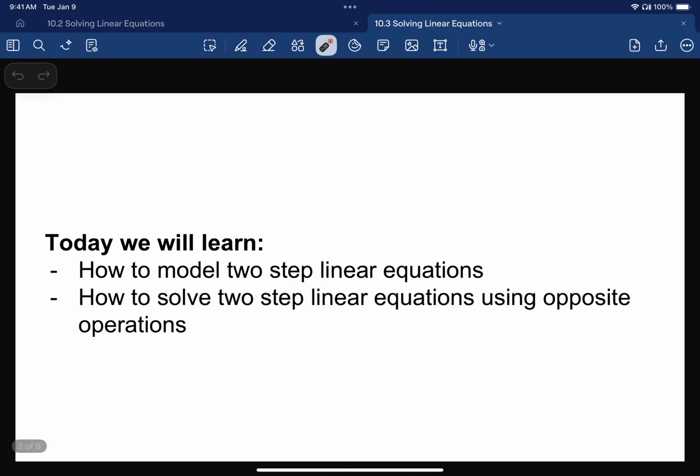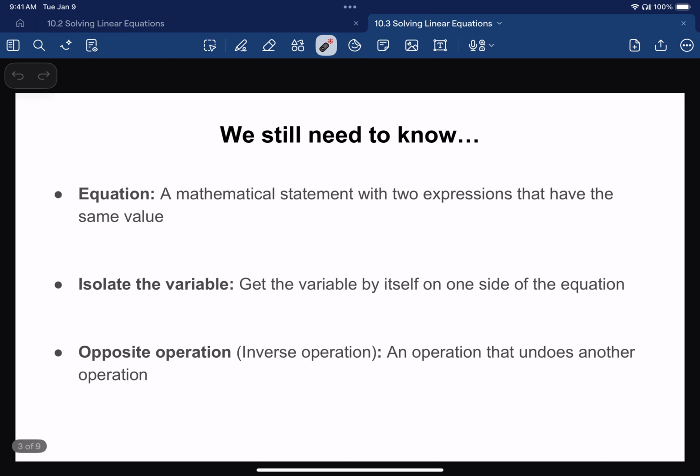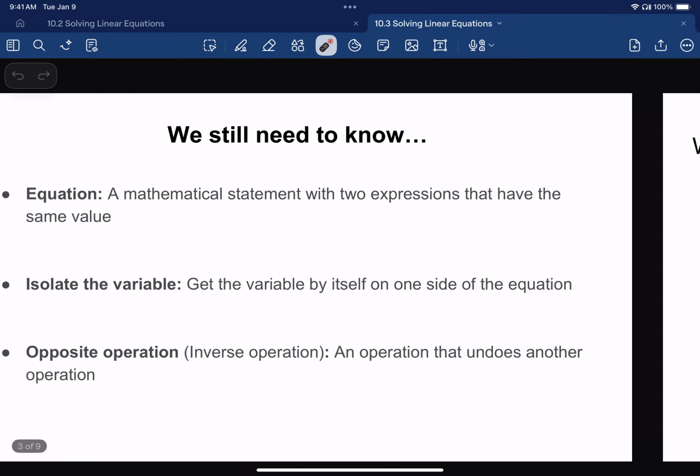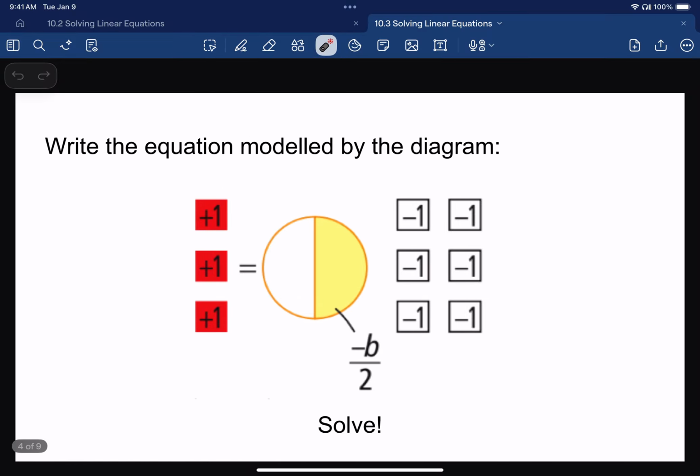So we're going to learn how to model them with models and how to solve them using opposite operations as we've been doing. So we still need to know what an equation is, a mathematical statement with two expressions that have the same value. We still are going to be isolating the variable, and we still are going to use our opposite operations. So if you need a refresher on those terms, go back to the previous lessons.